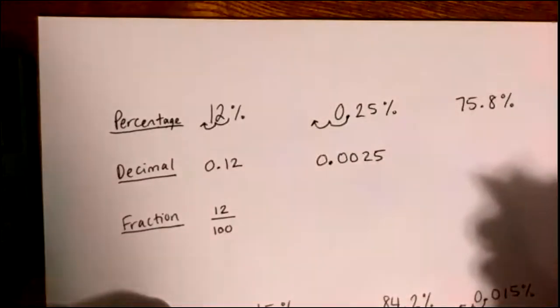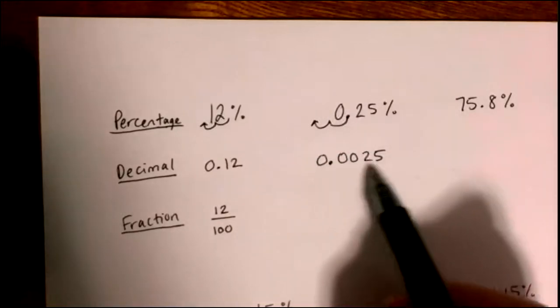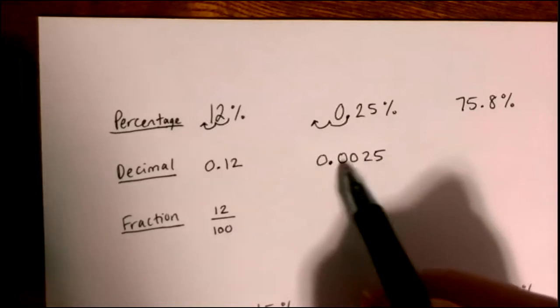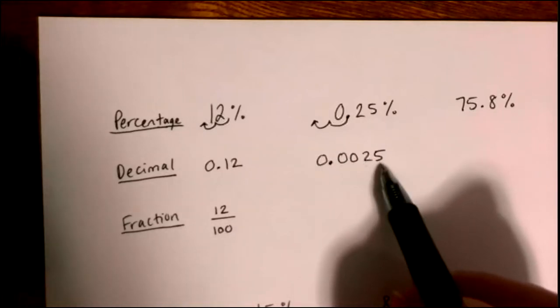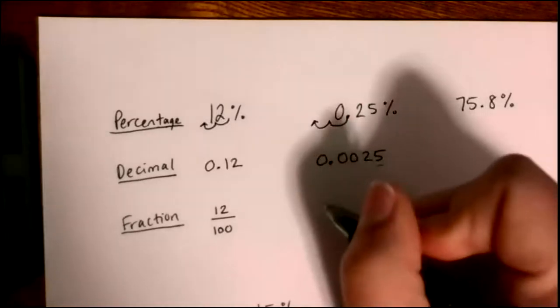Now if we want to change that into a fraction, we can either read this number how it sounds. So remember, this is the tenths, hundredths, thousandths. This is the 10 thousandths place. So we would have 25 10 thousandths.